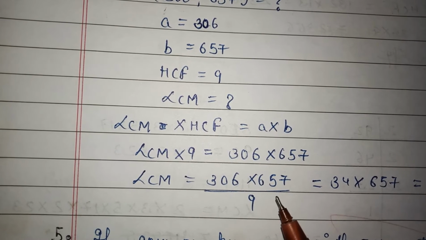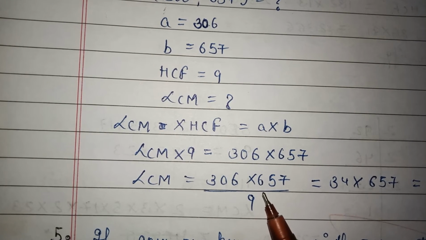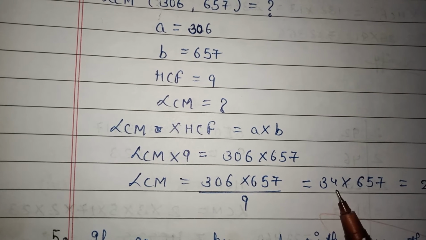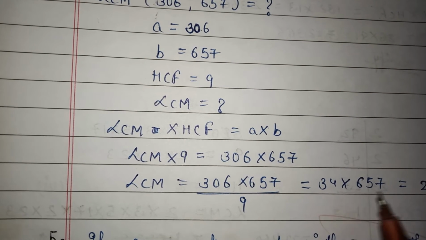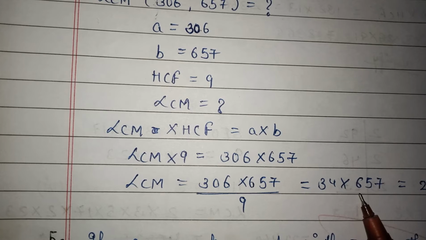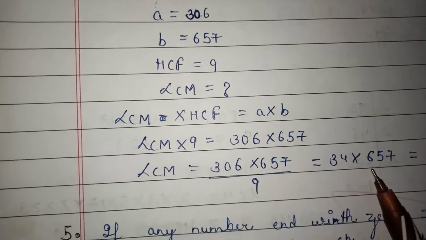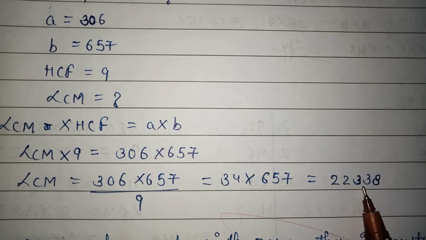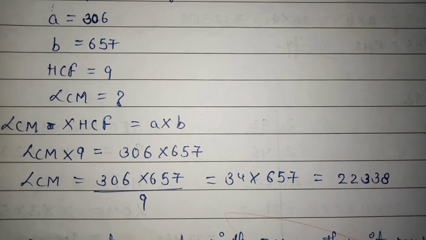On solving this equation, this 9 will cut 306 as 34 times. I have to only multiply these two numbers, and my answer is 22,338, and this is the LCM of these two numbers.